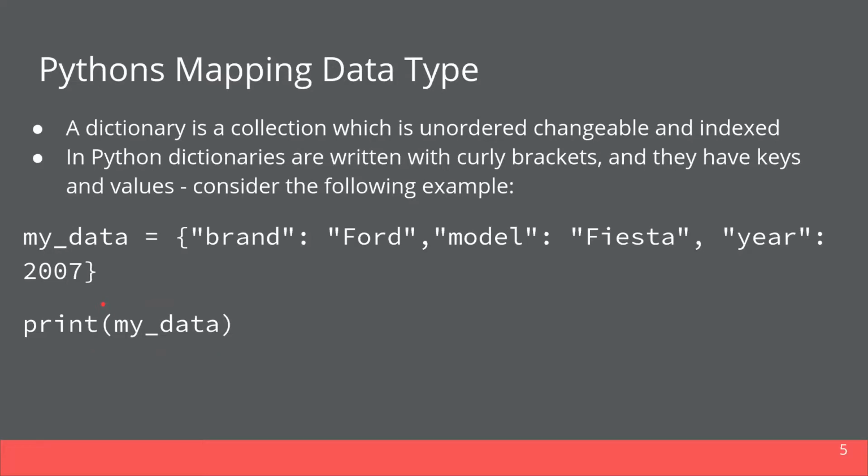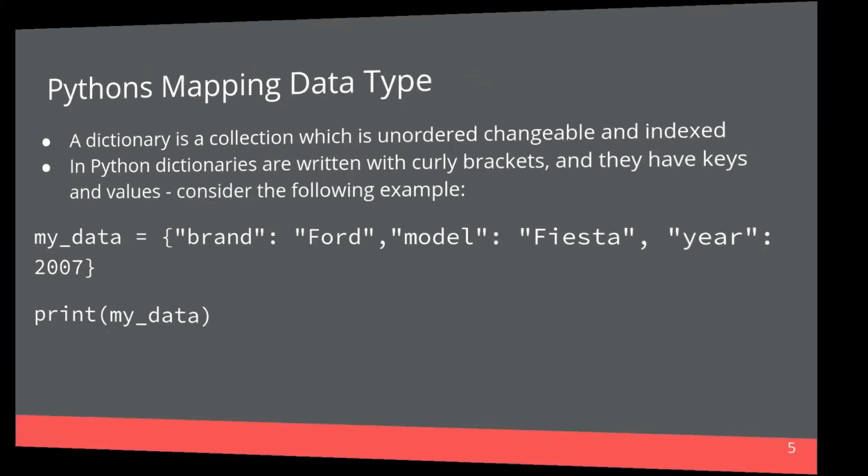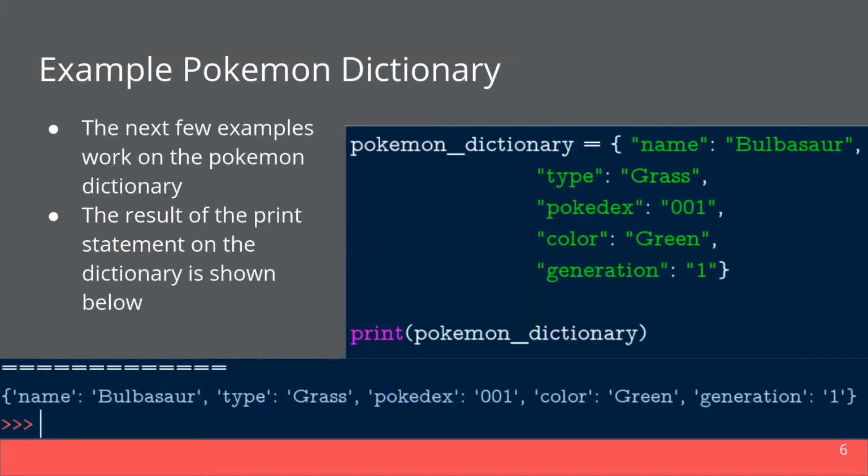Now, if all we had to do was make dictionaries and print the whole thing out, then that would be the end of this topic. But that doesn't really allow us to get the full value out of this data type. So here I've created an example dictionary, and this is an example Pokemon dictionary. We have a dictionary called Pokemon_dictionary, and equals will assign this dictionary to this variable name. And then we open up the curly braces, and then we have some values.